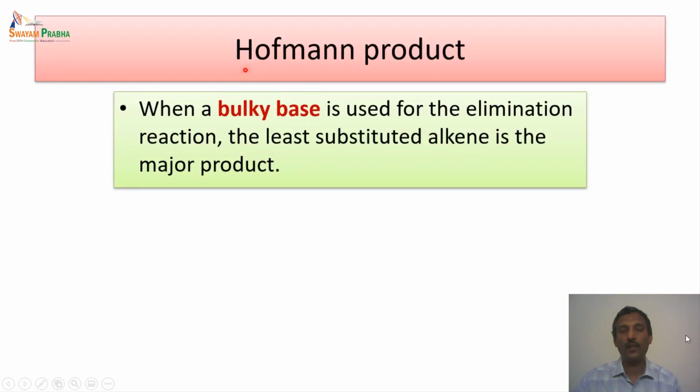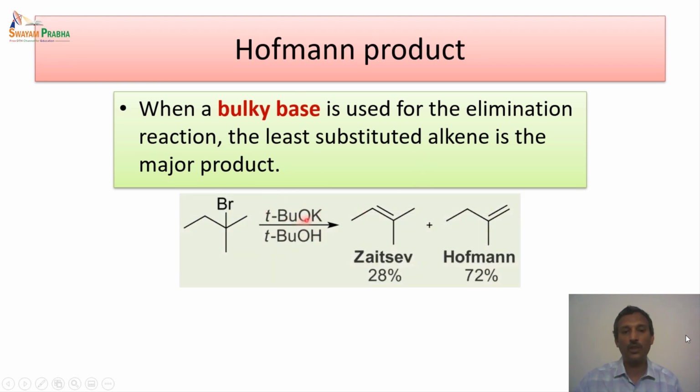Now we also have another elimination, called the Hofmann product. In the previous case we had seen hydroxide as the base, which is a very small linear base. But when we use a bulky base, the elimination reaction works in a different way. Instead of the more substituted alkene, we end up with the least substituted alkene. Say, for example, we have tertiary butoxide, which is a very bulky base, and this bromide has a proton here on this carbon, a proton here on this carbon, and a proton here on this carbon.